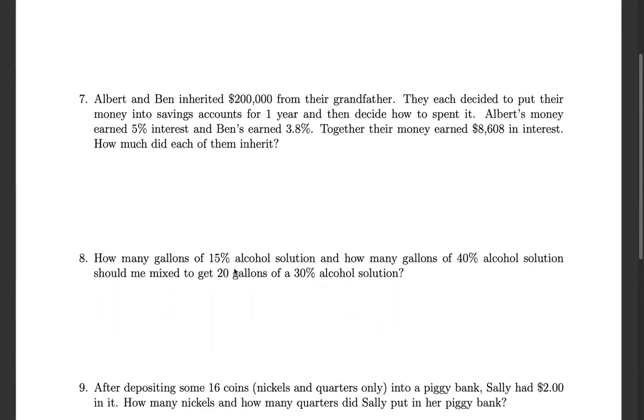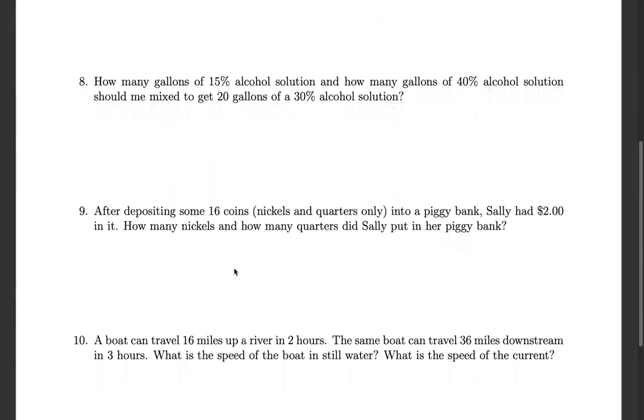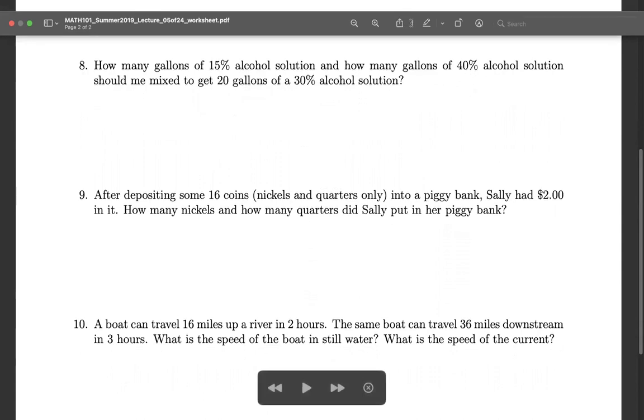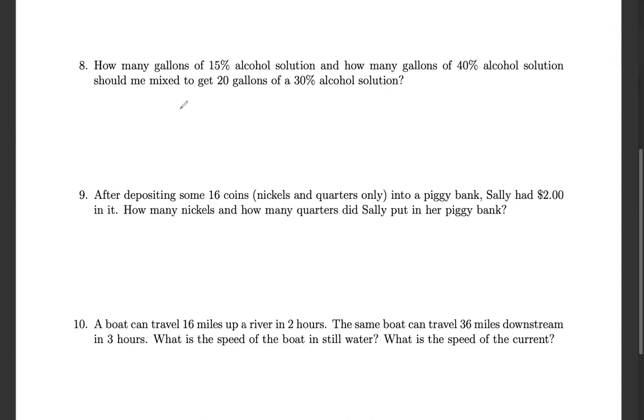Let's see, number 8. How many gallons of 15% alcohol? So we have this 15% alcohol solution. And how many gallons of 40% alcohol solution? So we have two kinds. One is 15%, one is 40%. Should mix to get 20 gallons of 30% alcohol solution.